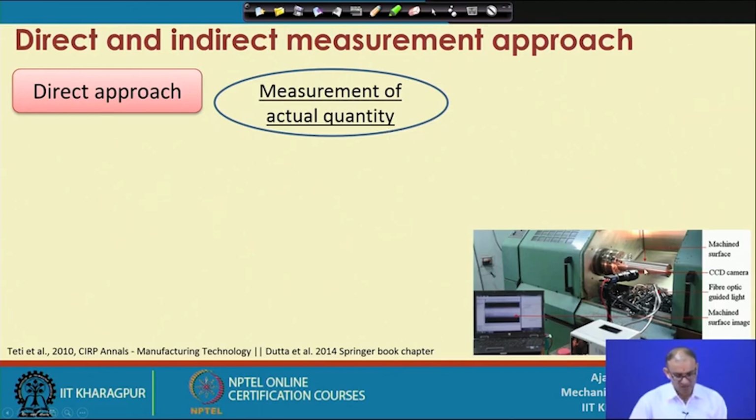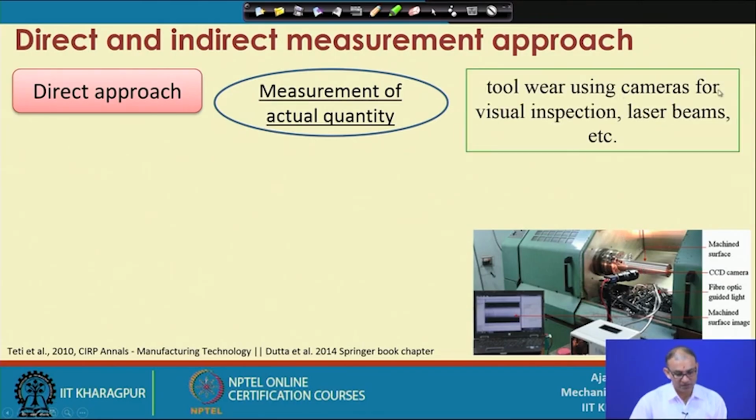Now, suppose you want to measure the surface roughness here, then you do not want to convert that force signal into the surface roughness and then find some empirical formula. You directly put one camera here and capture the images. Right. Based on that you get the machined surface image, and then you do some type of decision making whether it is correct or not.